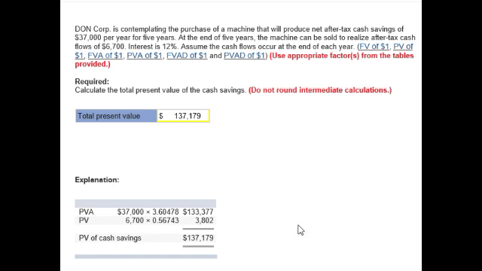So why are we calculating all this? Well, if you are the investor and you are anticipating this much in cash savings, calculate it into today's money, present value. When you make an investment today, you should not spend any more than $137,179. If you do, then you are not getting 12% back. In other words, if you have a requirement that you must meet a 12% return on your investment, then you should not spend any more than the present value you just calculated.